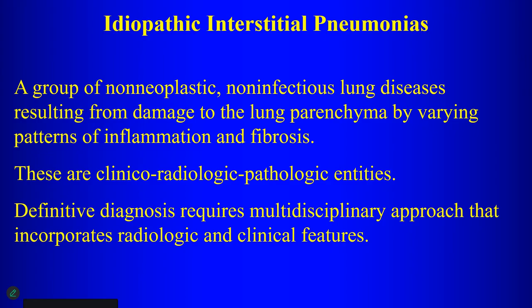So the definition of this, not a very satisfying definition: non-neoplastic, non-infectious lung diseases resulting from damage to the lung parenchyma by varying patterns of inflammation and fibrosis. So, I mean, with that definition, why isn't sarcoid considered an idiopathic interstitial pneumonia? But historically, this is what we have. So these are clinical radiologic pathologic entities, meaning that to be able to arrive at a diagnosis, you need the input from the clinician, the radiologist, and sometimes the pathologist, often the pathologist.